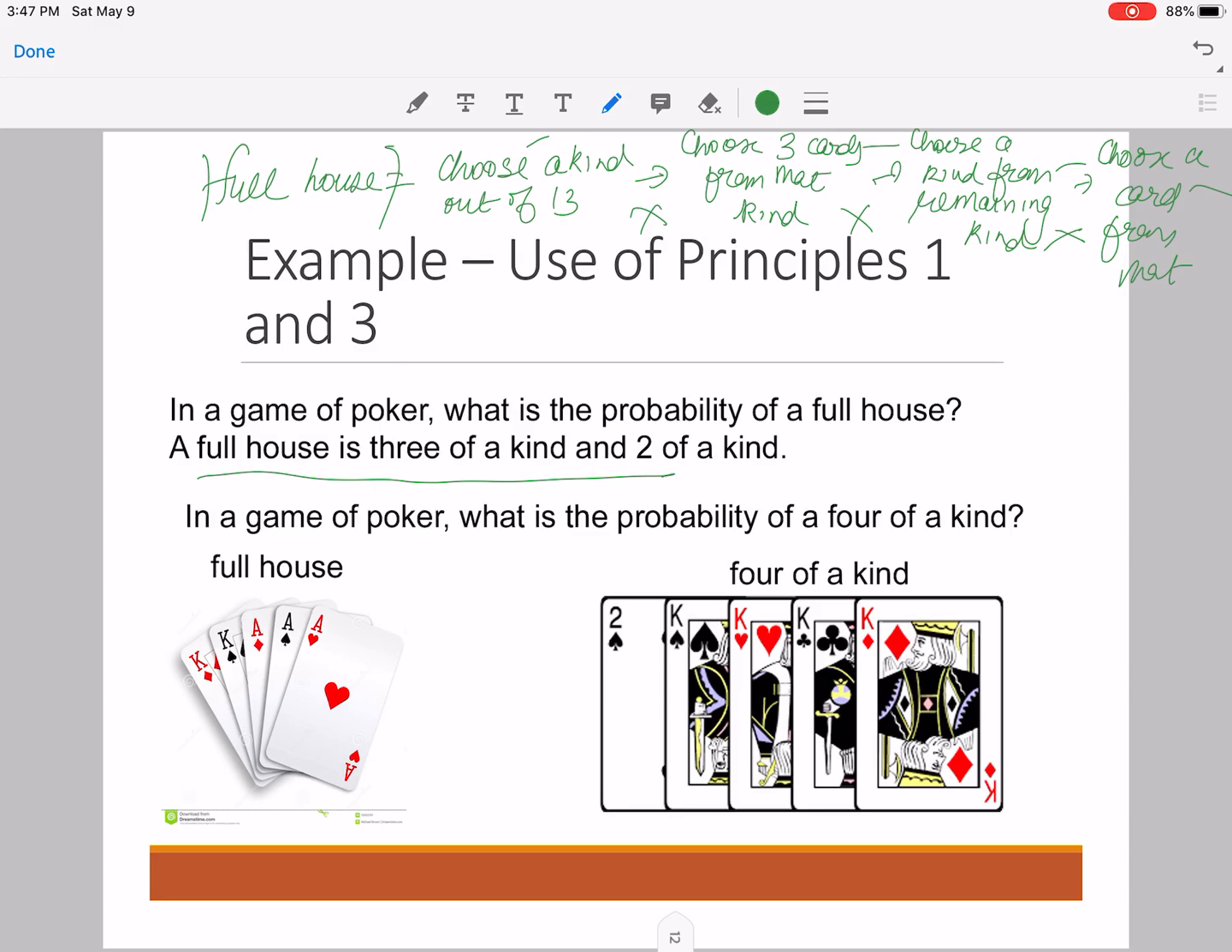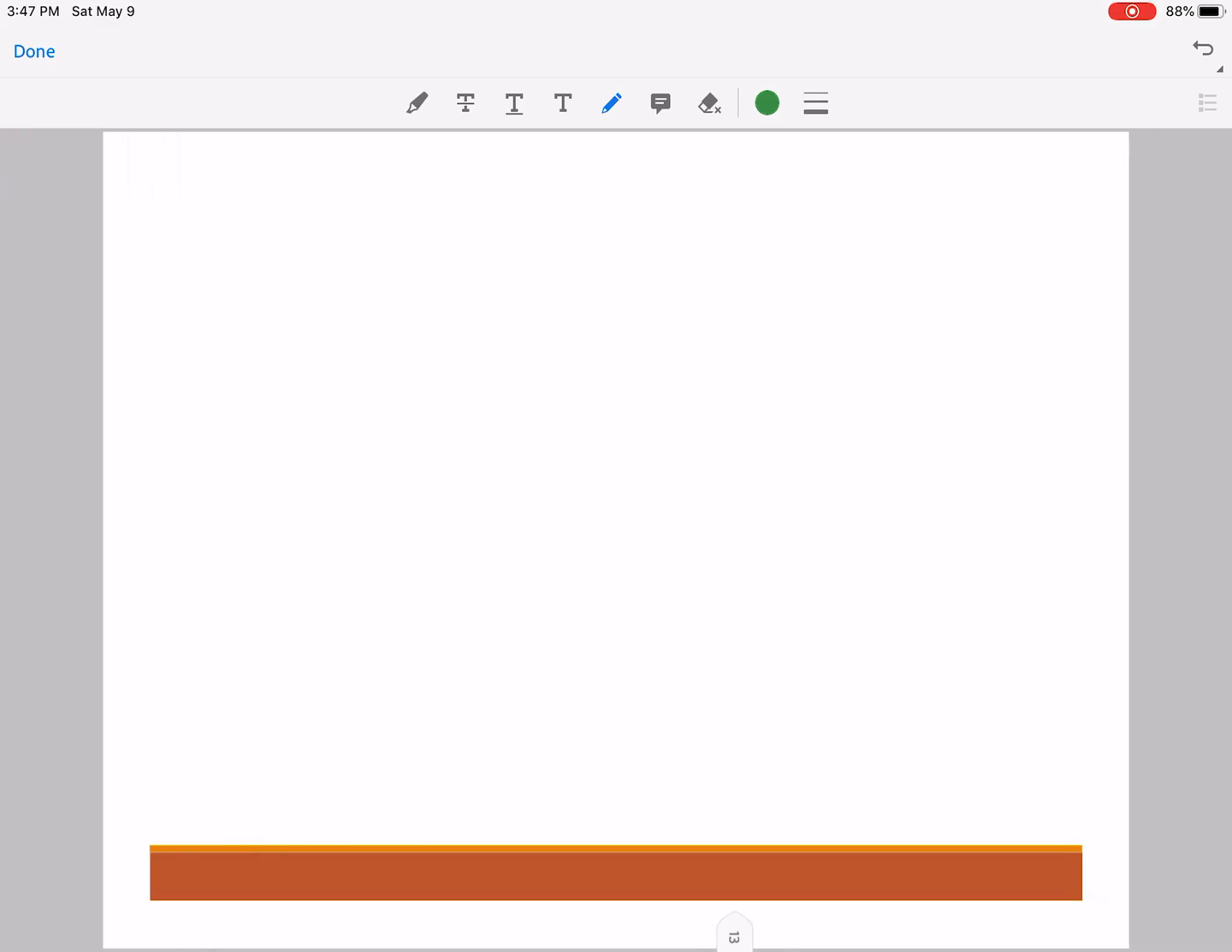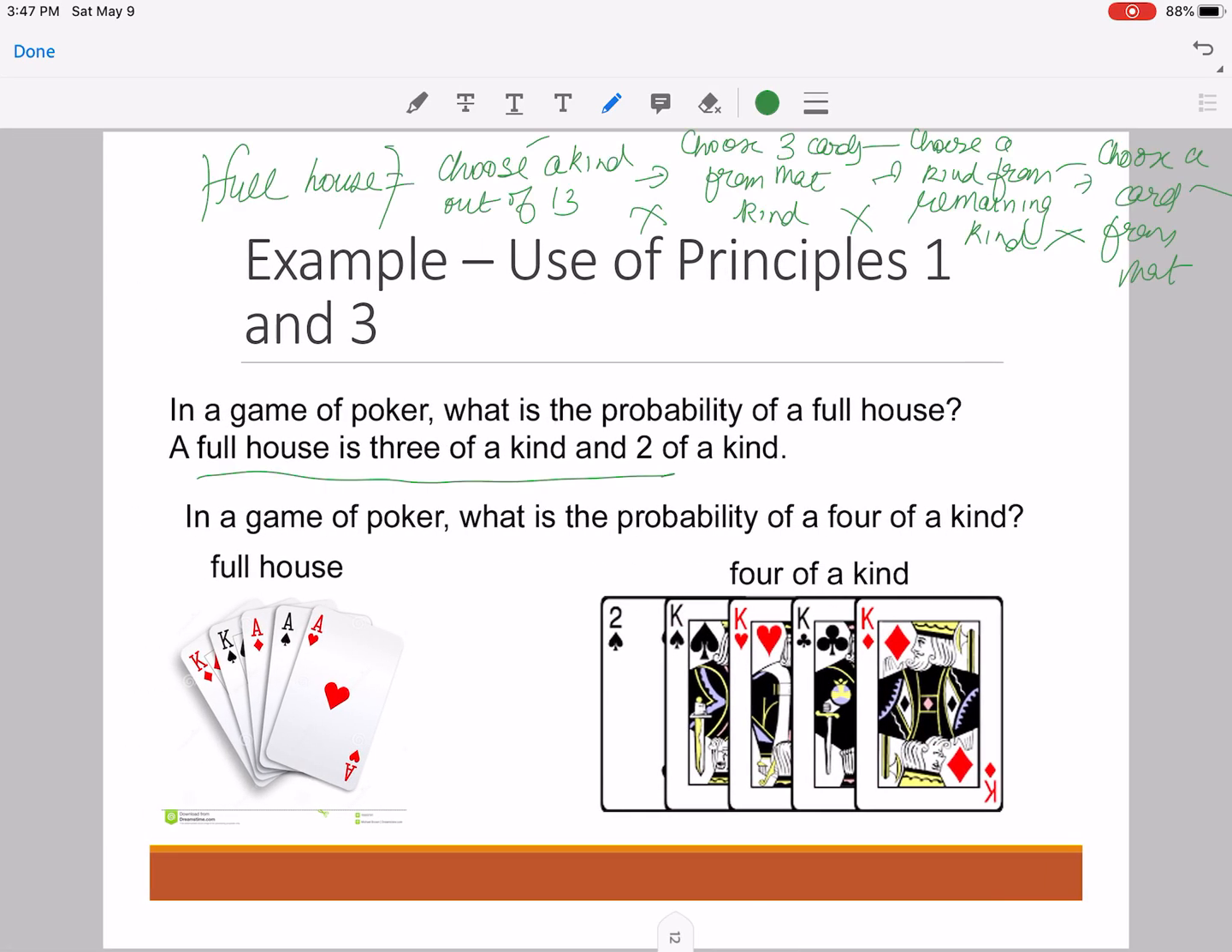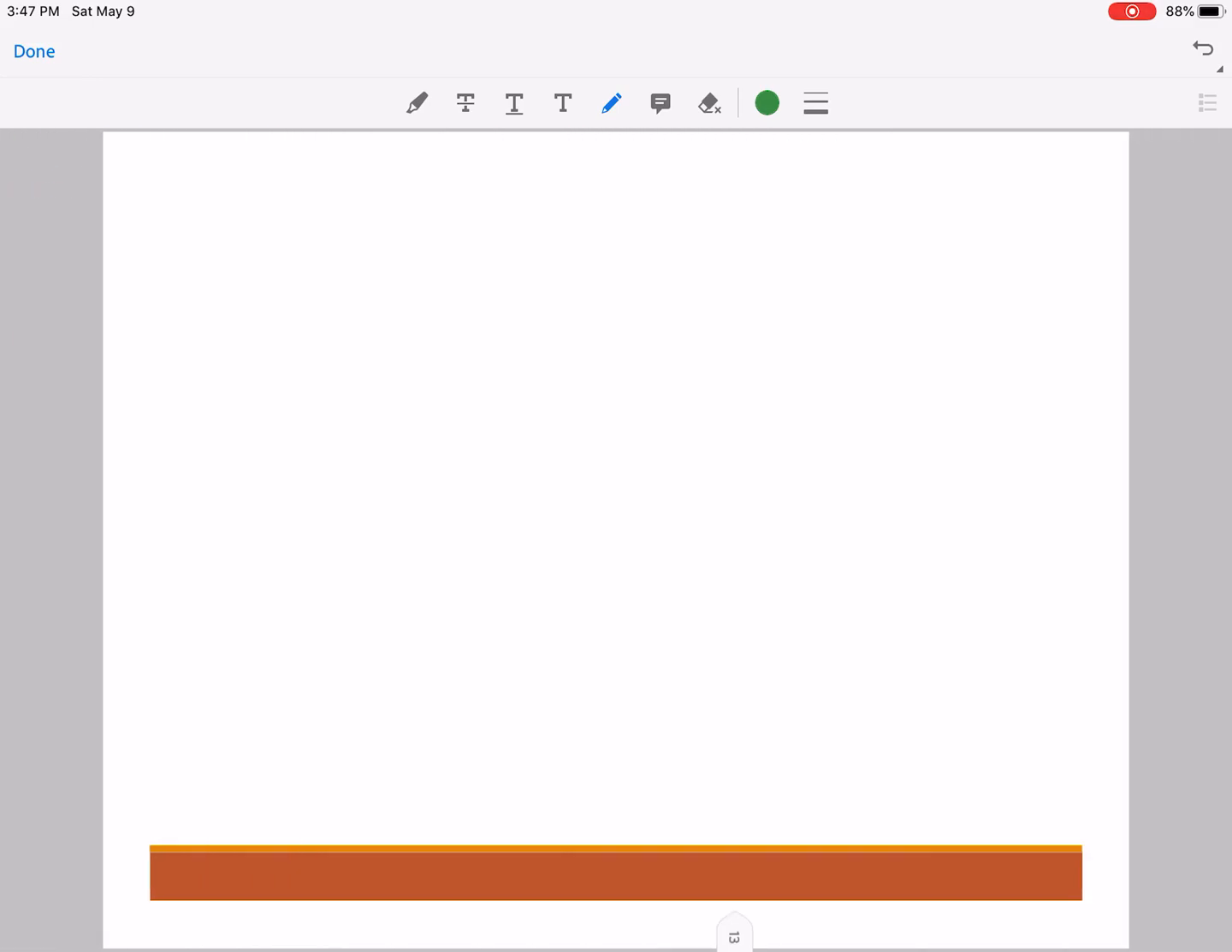All right, I hope you guys got the chance to look into this problem, and we are going to focus on a full house, which is 3 of a kind, and it is 2 of a kind. So the last one will be choose 2 cards from that kind. So let me focus on this problem one more time. To find the probability of a full house, I need to find cardinality of full house, divide that by the cardinality of the sample space.